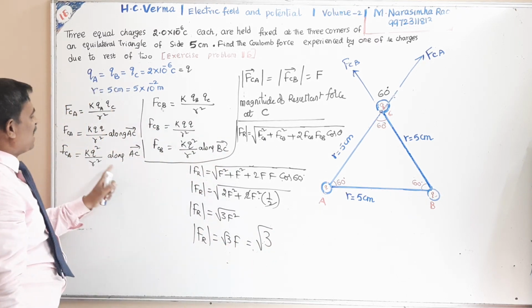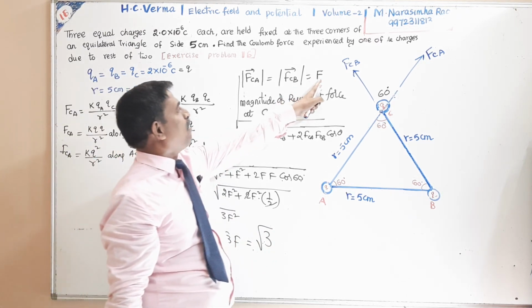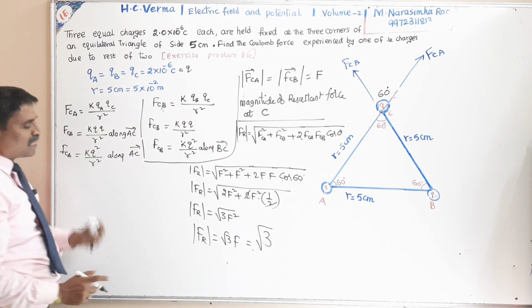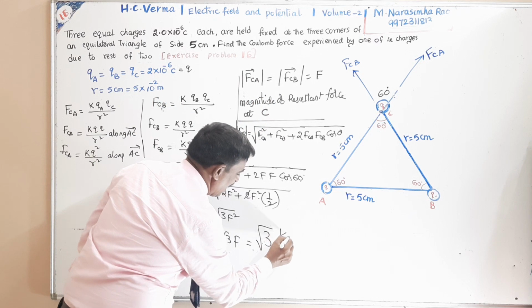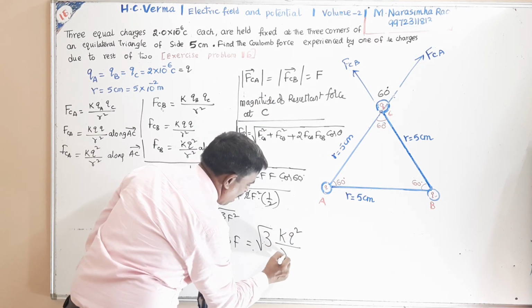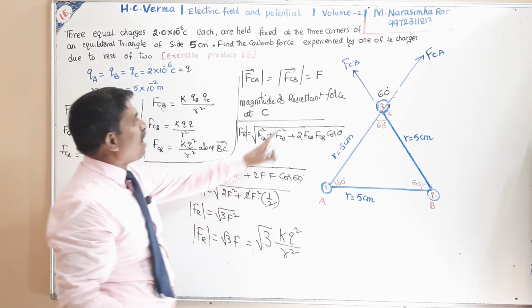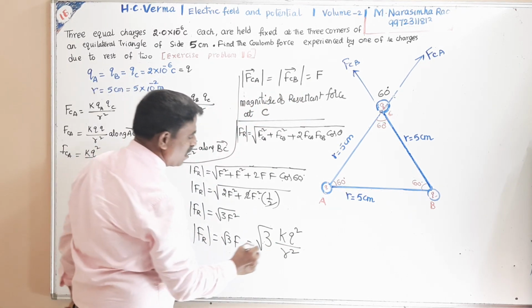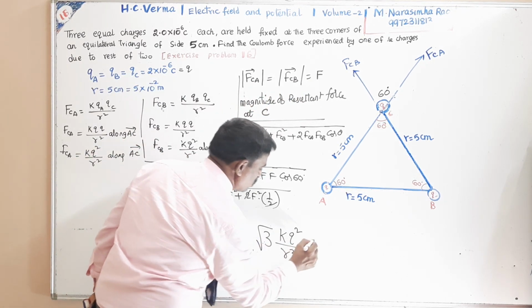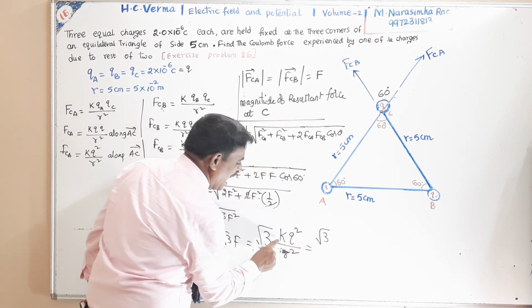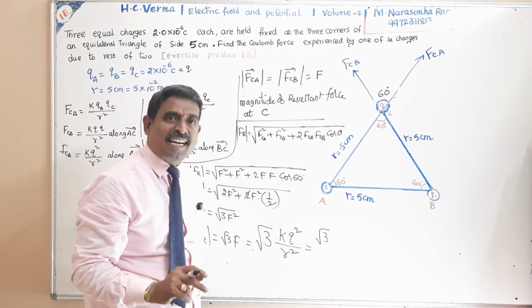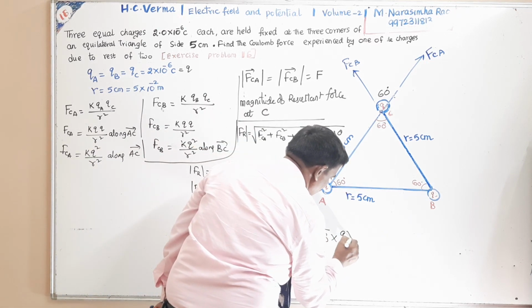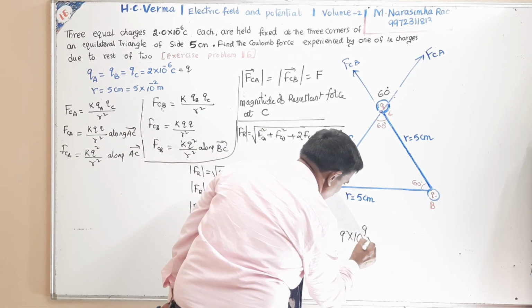F is nothing but FCA, and FCA means K Q square by R square. So the resultant equals root 3 times K Q square by R square. The K value in electrostatics is 9 into 10 power 9.